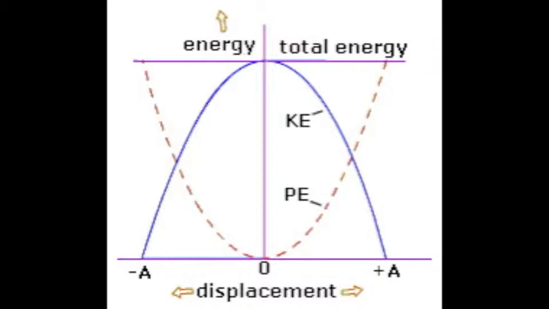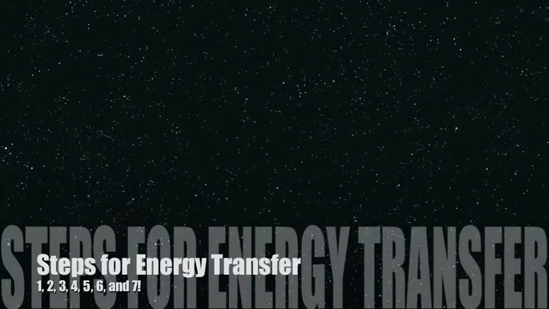As the pogo stick starts to move back toward the ground, the potential energy is converted into kinetic energy once more. When the pogo stick hits the ground and the spring compresses, potential energy is generated again. This cycle of potential energy and kinetic energy is repeated until the pogo stick stops. To summarize, here are the steps for energy transfer.